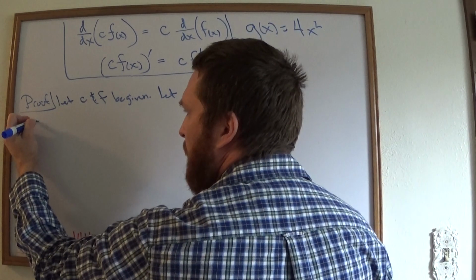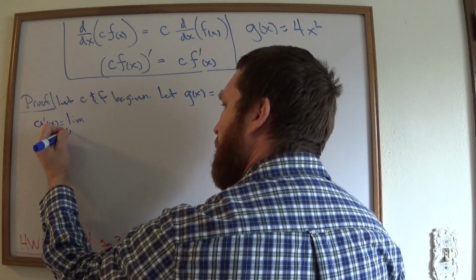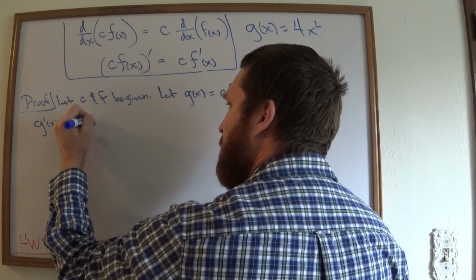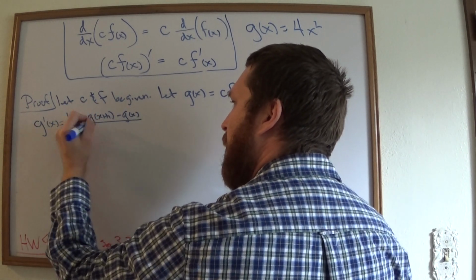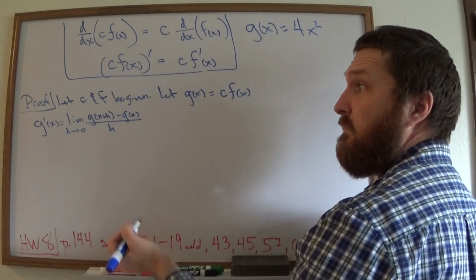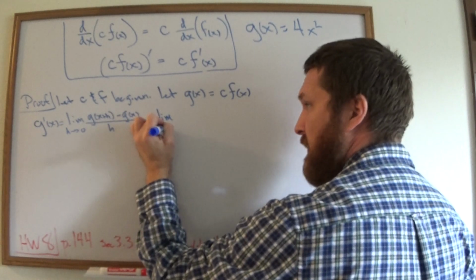So I'm going to say, okay, g prime of x is equal to the limit as h drops to 0 of g of x plus h minus g of x all over h. Right? Any qualms with that? Everybody buy that? It's just the definition, right?